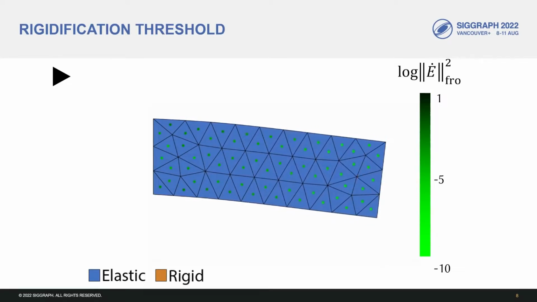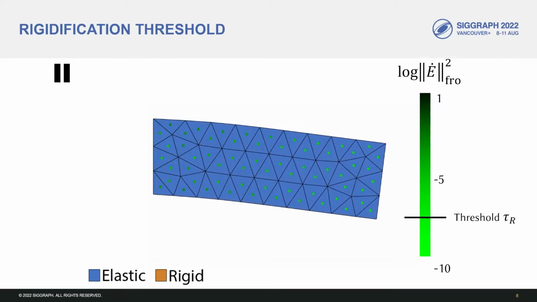We set the threshold on the Frobenius norm of the strain rate to identify which elements can become rigid. This threshold can be seen as a speed limit on deformation. We are now able to detect what to rigidify and tag the elements for rigidification. Next, we need to group them into rigid bodies.